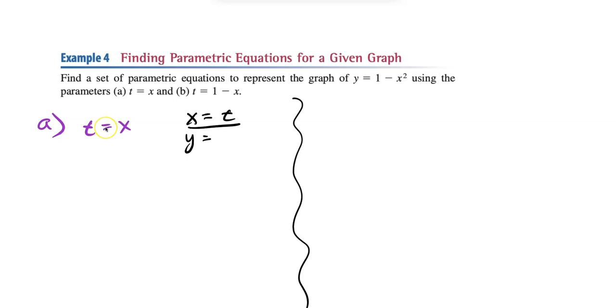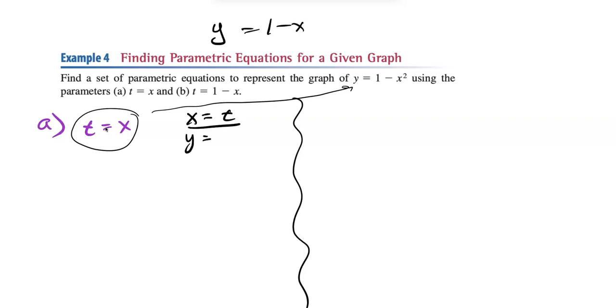Well, all we're going to do is substitute this in for our equation. We're trying to break up this equation here. So now that we know x equals t, just plug in t for x, and we're going to get y equals 1 minus t squared. And that's pretty much it. You separated it. Like that. So that's this equation broken into a parametric equation.